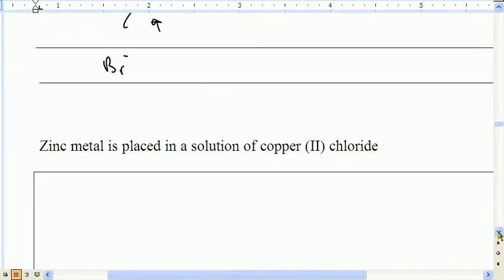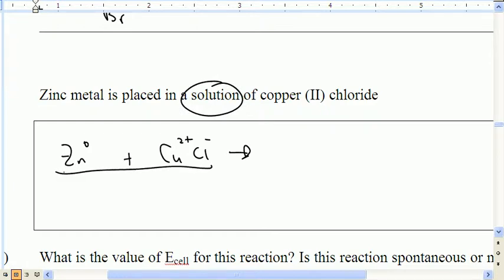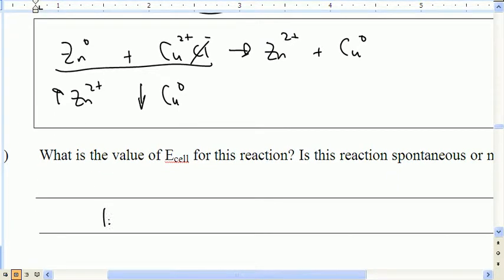Zinc metal is placed into a solution of copper 2 chloride, Zn0, Cu2 plus, Cl minus. Solution, there's our water word. Metals are going to go up. Zn is going to go up to our 2 plus. Cu is going to go down. Zn2 plus, Cu0. There's our answer. We're going to calculate the E cell, and we're going to end up with 1.10 volts.